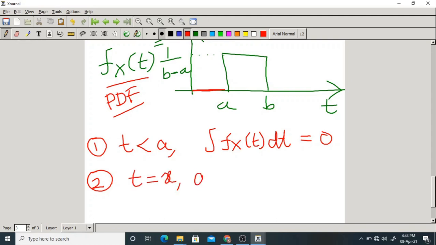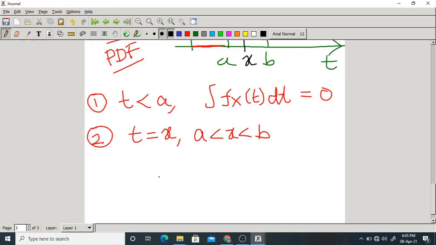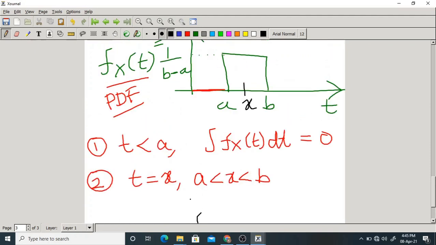lies between a and b. Okay, means what? So here we have some point x here. Okay, where is x? It is between a and b. Okay, now find out the area or integration. Now, so you are finding from where to where now? From where to where now? A to x.